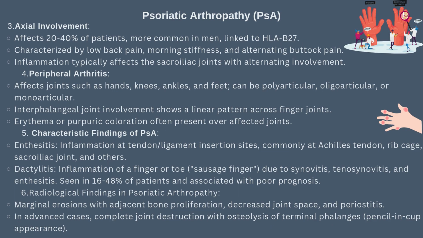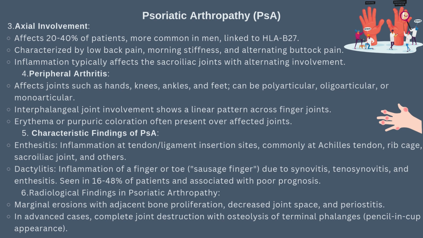Axial involvement affects 20 to 40% of patients, more common in men, linked to HLA-B27, characterized by low back pain, morning stiffness, and alternating buttock pain. Inflammation typically affects the sacroiliac joints with alternating involvement. Peripheral arthritis affects joints such as hands, knees, ankles, and feet, and can be polyarticular, oligoarticular, or monoarticular.